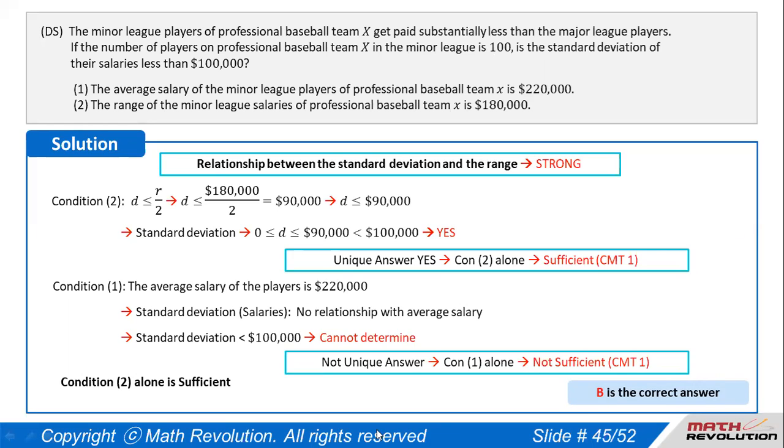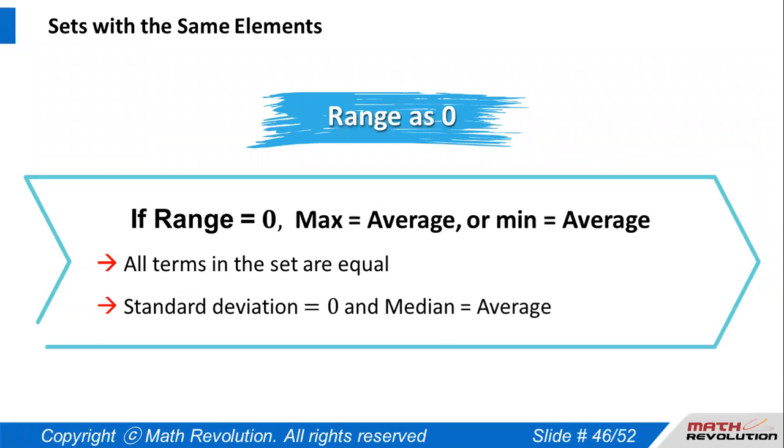This was definitely a tricky question, and you need to be very, very particular when you solve questions for range, standard deviation and mean together, or median, mean, and standard deviation together, and all those. So this is what we have spoken about. Let's talk about sets with the same elements. The range would be 0, so your maximum or minimum becomes the average. This is one of the beautiful concepts. If all terms in the set are equal, your standard deviation is always 0 and your median equals the average.